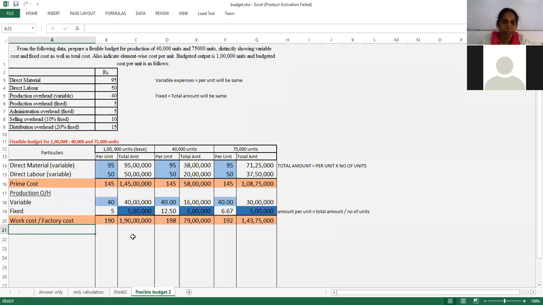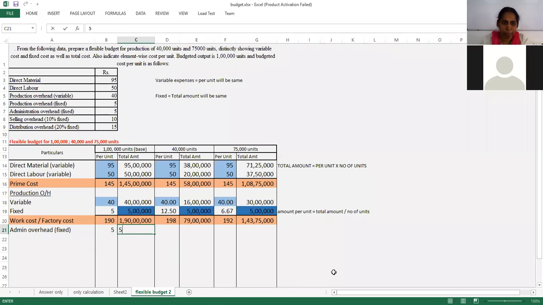Okay, next we will be going for administrative expenses. So admin overhead is given as fixed. If it is fixed, what do we have to do? First let me write the total amount of fixed. How much is it fixed? 5 rupees per unit. What about the total amount?